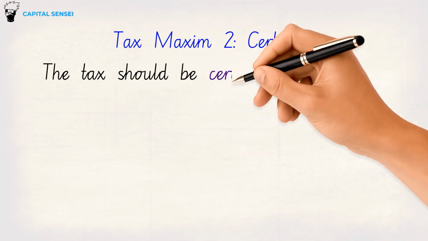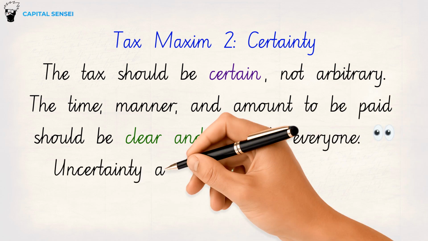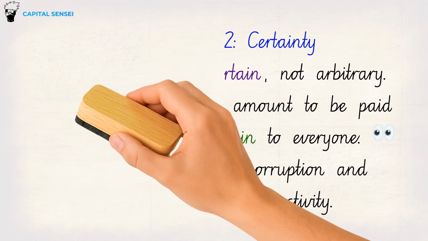Second, the maxim of certainty. The tax which each individual is bound to pay ought to be certain and not arbitrary. The time of payment, the manner of payment, the quantity to be paid ought all to be clear and plain to the contributor and to every other person. People should know what they owe and why. Uncertainty allows for corruption and discourages economic activity.